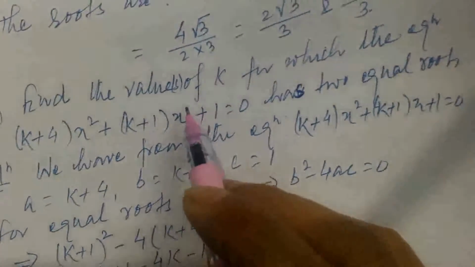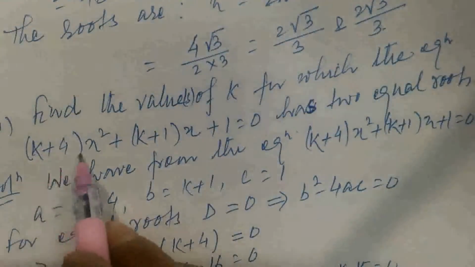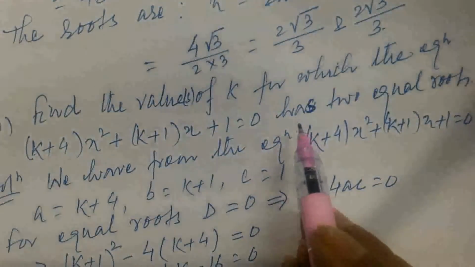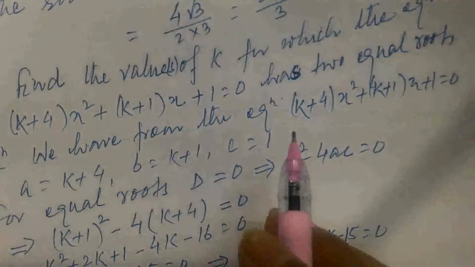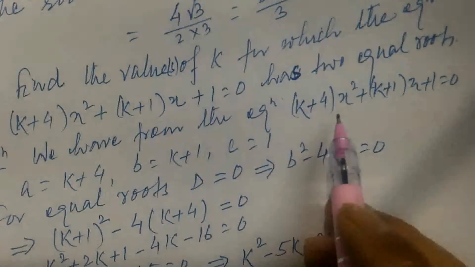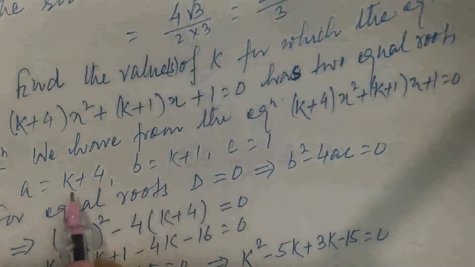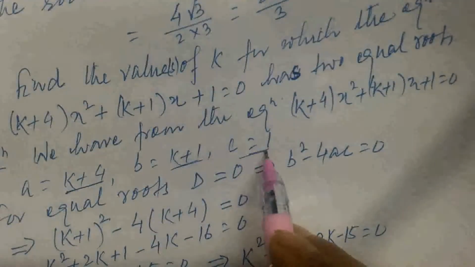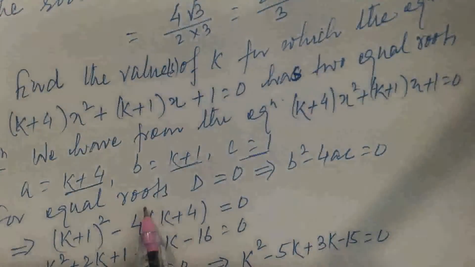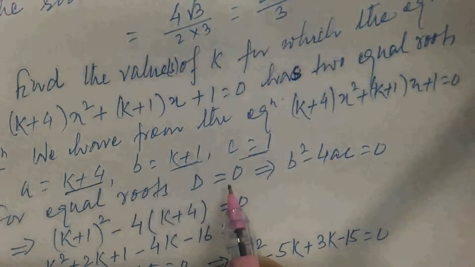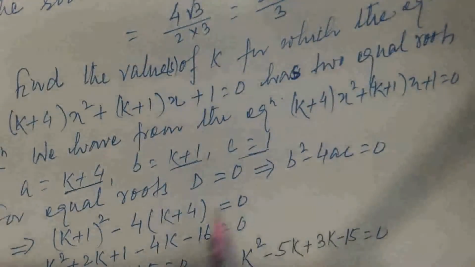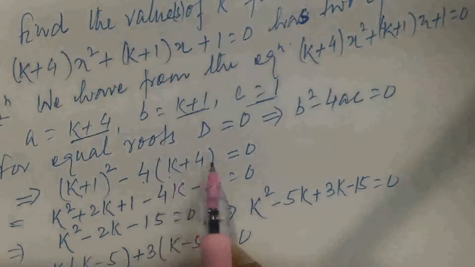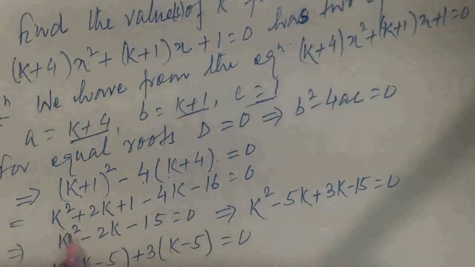Find the values of k for which the equation (k plus 4)x² plus (k plus 1)x plus 1 has two equal roots. So first of all, we'll write the equation in the standard form. It is already there in the standard form, ax² plus bx plus c. So from there, we'll find the value of a, the value of b, and the value of c. And after that, we know for equal roots, the discriminant is equal to 0, or b² minus 4ac is equal to 0. Now, we'll be substituting the values of a, b and c, where c is 1. So, now open it and simplify.